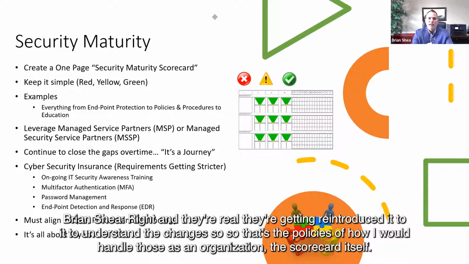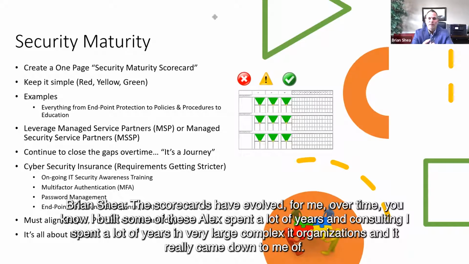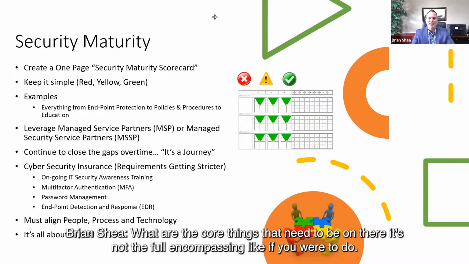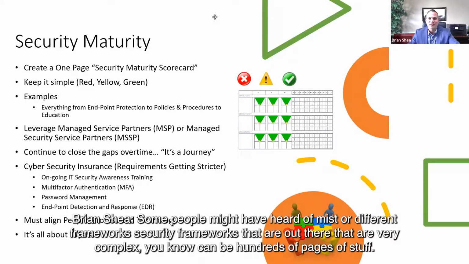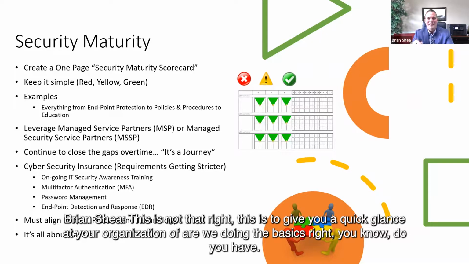The scorecard itself, the scorecards have evolved for me over time. I built some of these out. I spent a lot of years in consulting. I've spent a lot of years in very large, complex IT organizations. And it really came down to me of what are the core things that need to be on there. It's not the full encompassing, like if you were to do, some people might have heard of NIST or different security frameworks that are out there that are very complex. It could be hundreds of pages of stuff. This is not that, right? This is to give you a quick glance at your organization of, are we doing the basics, right?